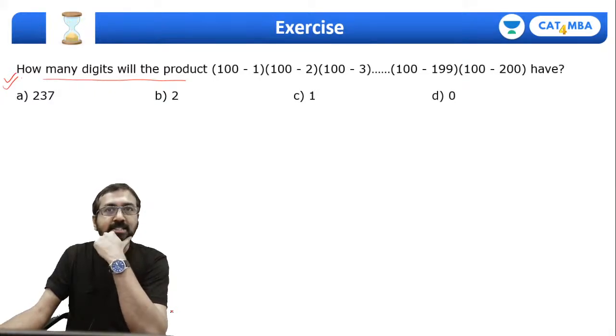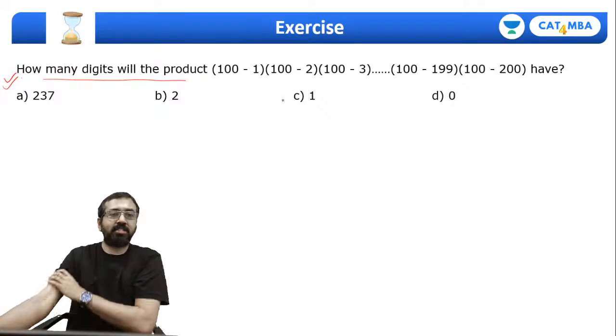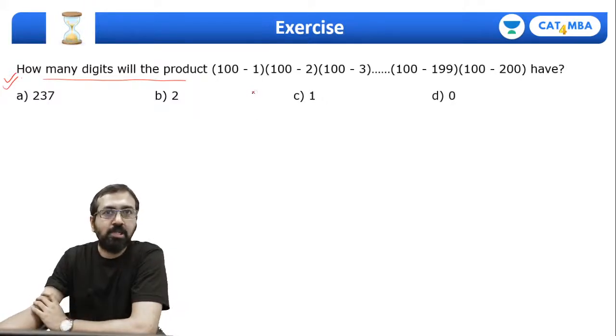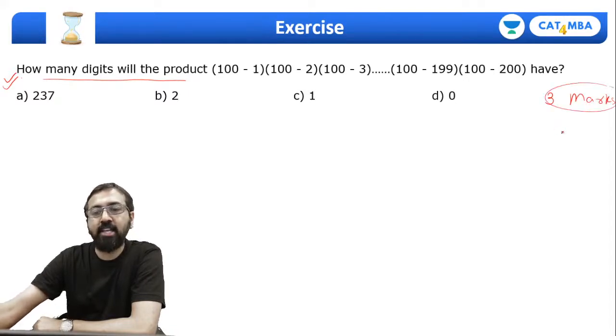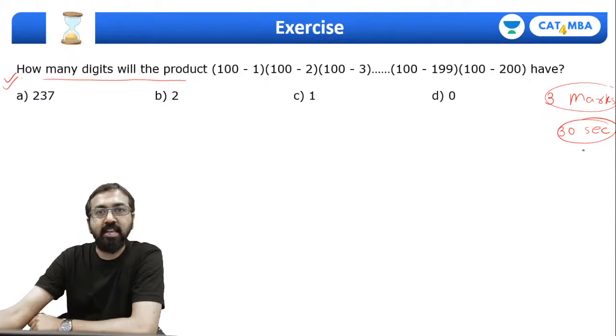So tell me the answer. Everyone, what is the answer for this question? 3 marks for this question. And trust me, it should take hardly 30 seconds for you to answer this question. So definitely there is a trick over here. Arunima is saying option D. What about other students?